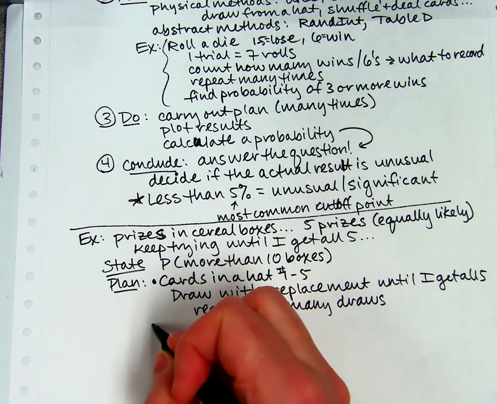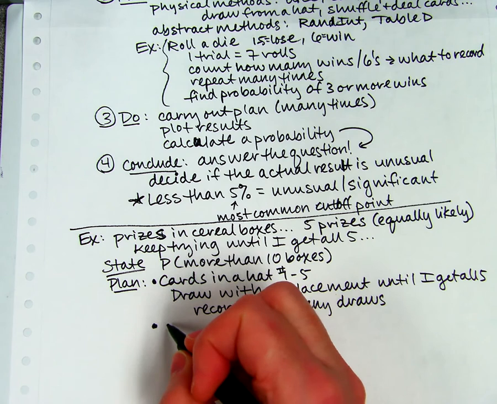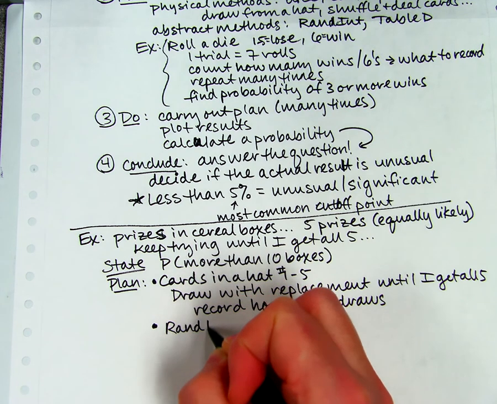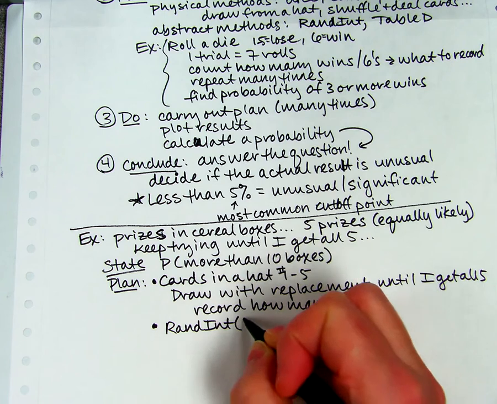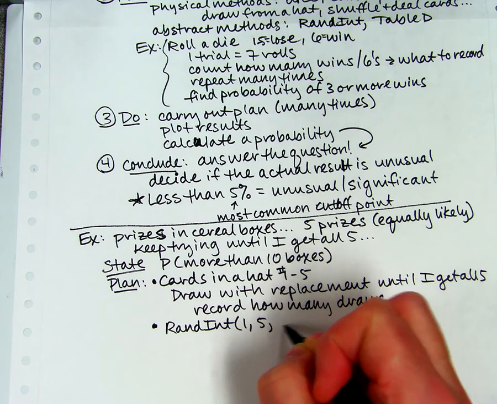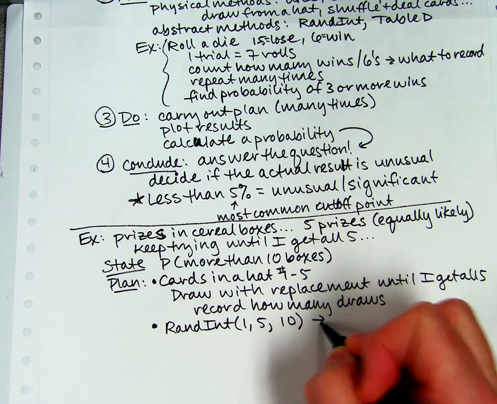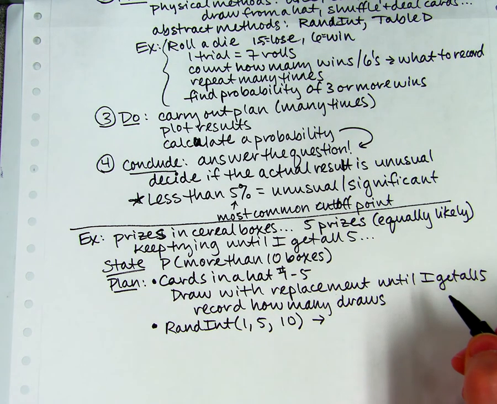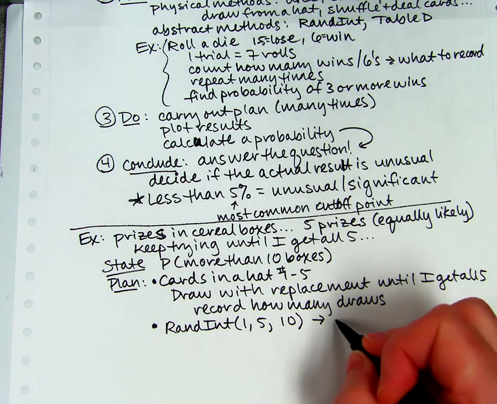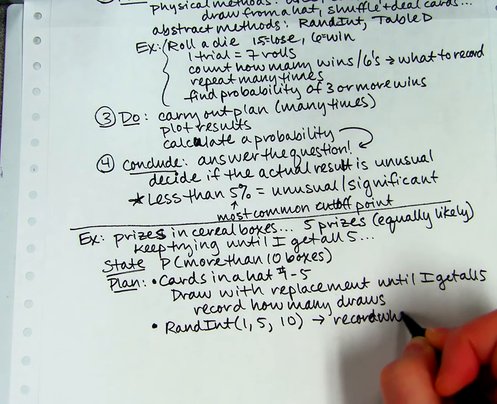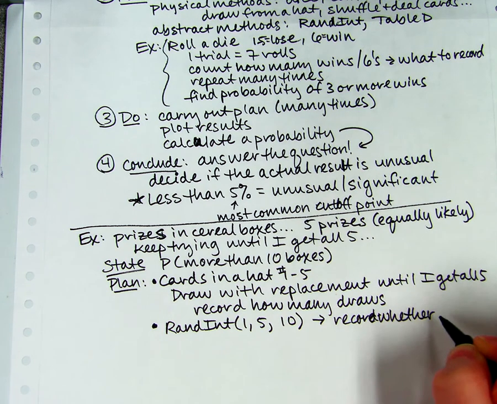Or I could do it with random digits, and I could say something like randInt on my calculator, numbers from 1 to 5, and I need 10 of them at a time. And it wouldn't matter if I had duplicates, right? Because I might get duplicate prizes. So then I would record whether all 5 appear in that group.